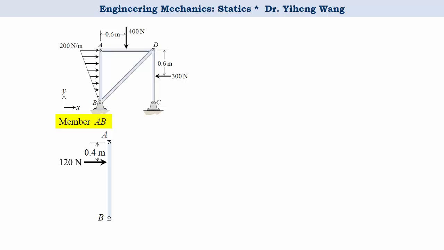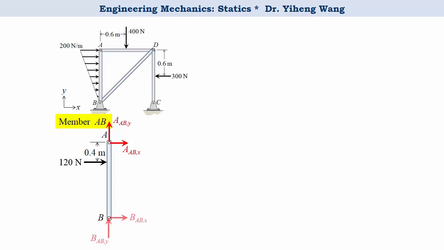At point A, because we have a pin connection, there are two force components associated with it. I'm going to call them B_ABX, which indicates this is the force exerted by pin A to member AB along the X direction, and A_ABY, the force exerted by pin A to member AB along the Y direction.